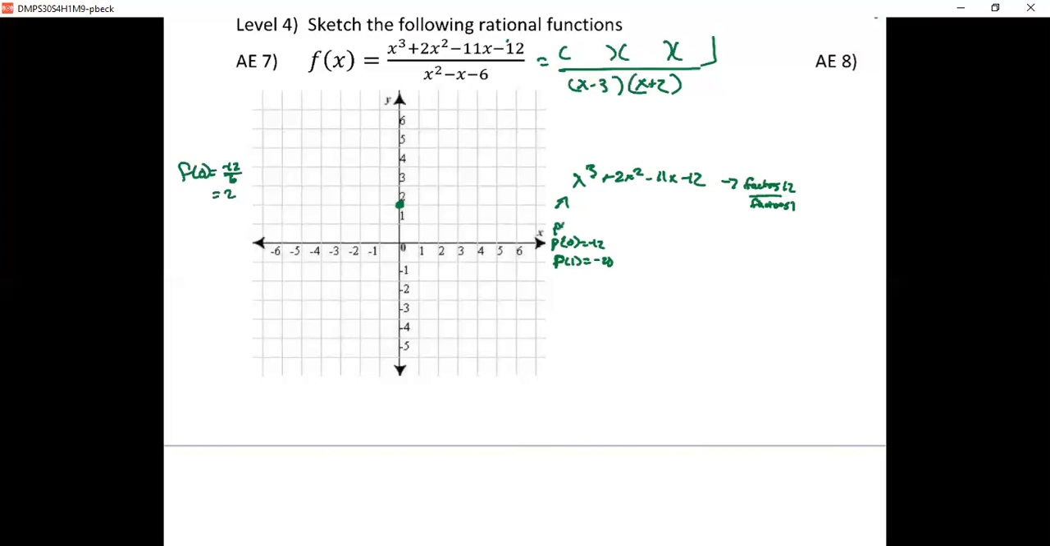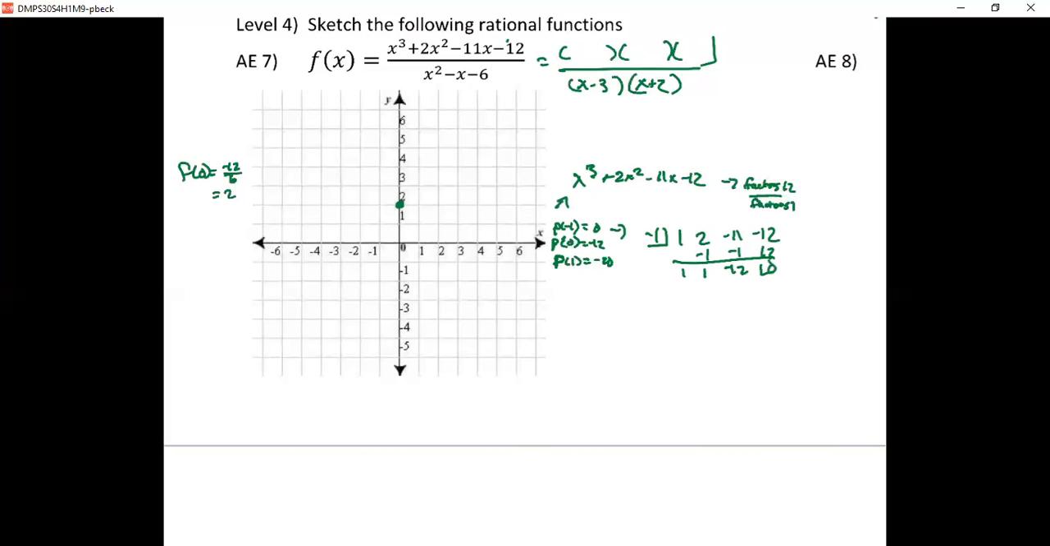So let's check -1. P of -1, that'd be -1 plus 2, which is 1. 1 plus 11 is 12. 12 minus 12 is 0. So that tells me that -1 is going to be a 0. That's a very happy thing, because I think that's the first time that we found a 0 just by plugging in 1 or -1. So 1, 2, -11, -12, with -1: 1, 1, -12, 0.